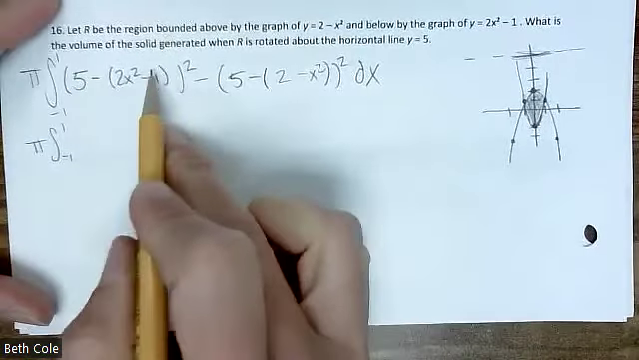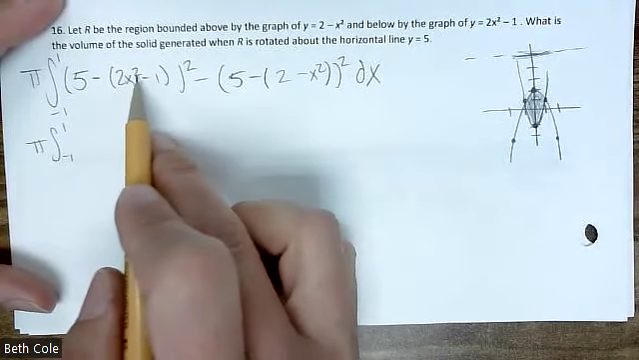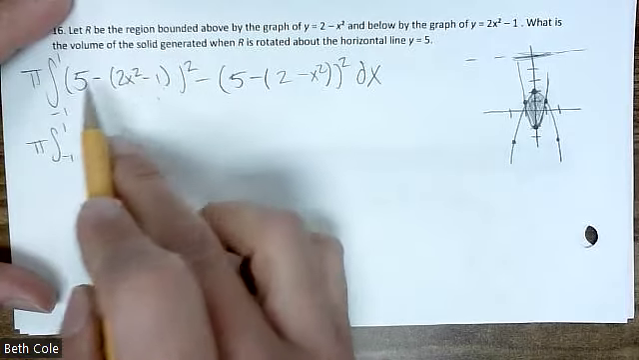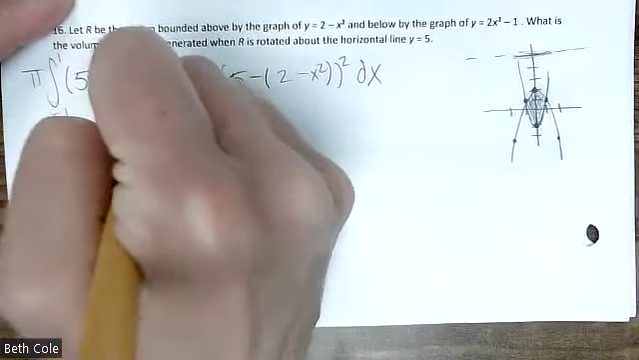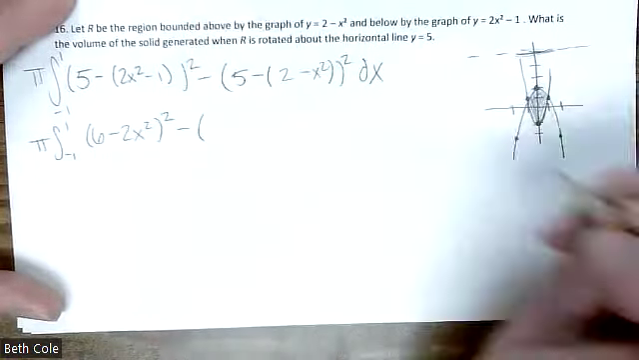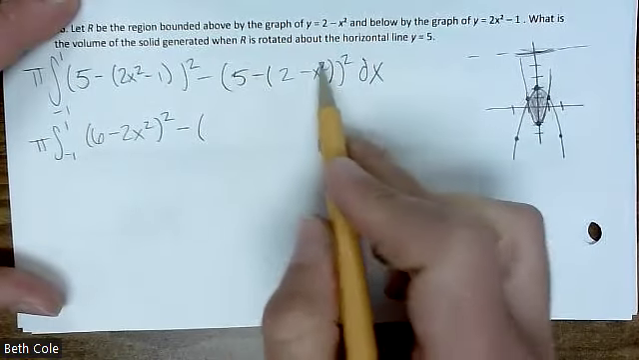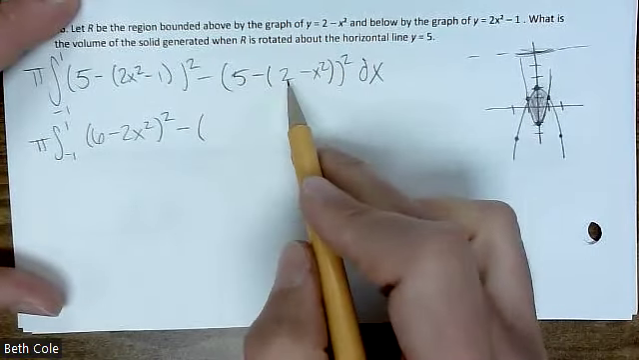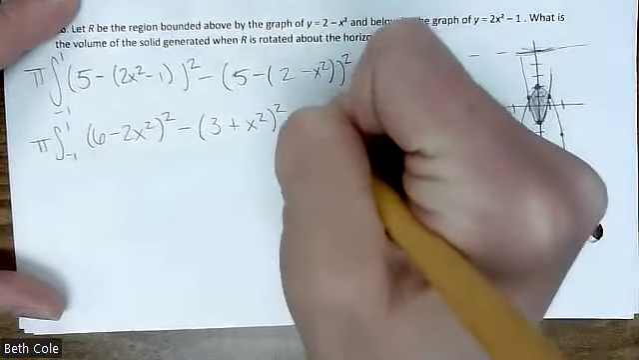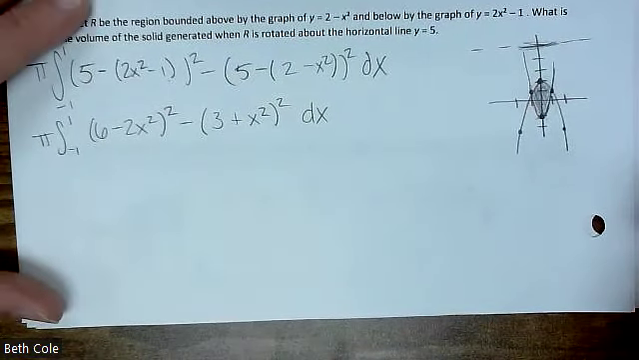All right, so in these parentheses here, if you distribute that negative through, you're going to have a -2x squared and then +1. So 5 plus 1 is 6. So that's what we end up with for that one. Minus. And then what will you get for the second one? 3. Good. Plus x squared. All right, still with me?